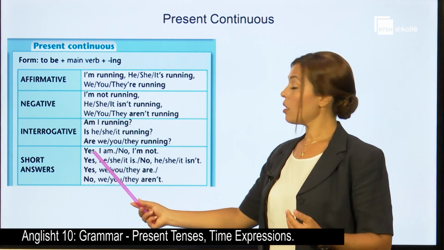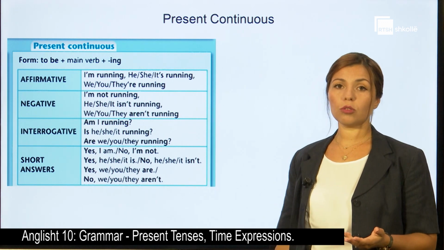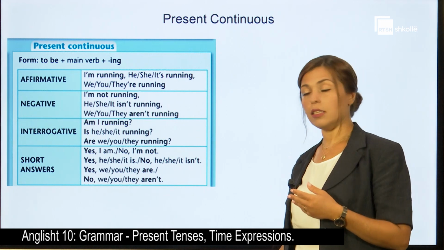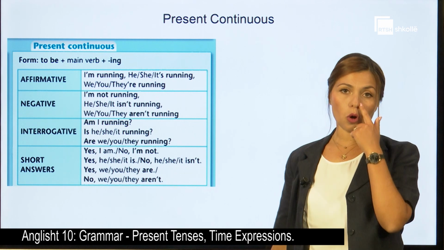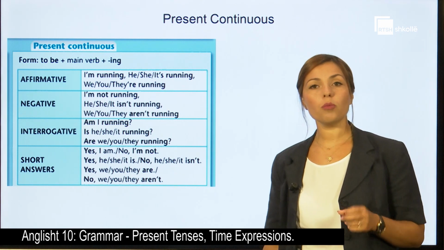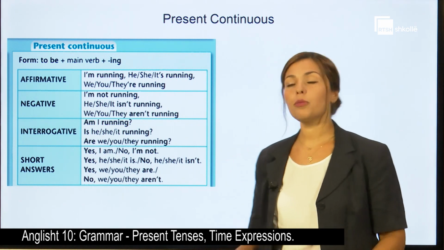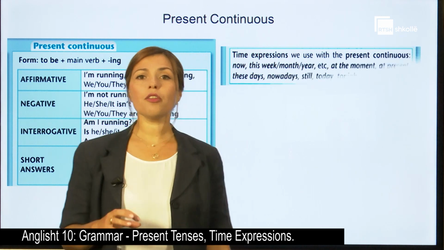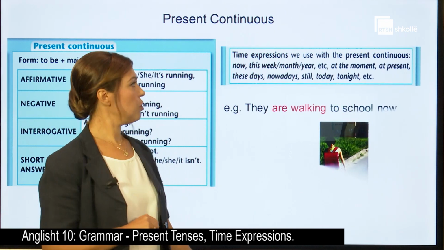So, are you running? Yes, I am. Or, no, I'm not. Is he eating? Yes, he is. Or, no, he isn't. So, the present continuous form, we have the verb to be, I am, you are, and our verb in ing form. Now, which are those time expressions that we use with the present continuous?